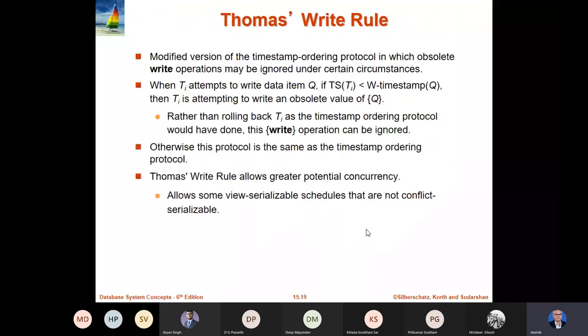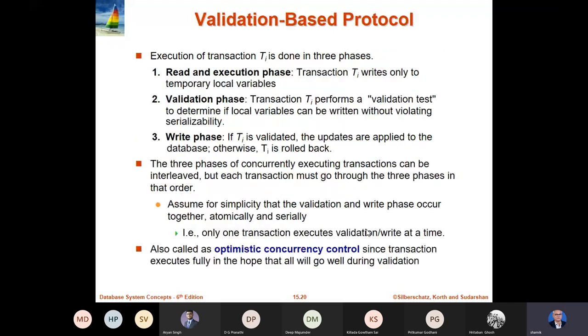So this allows greater potential concurrency, because some of the transactions are not rolled back, which means that we have higher concurrency, and it allows some view serializable schedules that are not conflict serializable. So this is an example of a protocol that can result in the generation of view serializable schedules which are not conflict serializable. So there is another approach which is called validation based protocol.